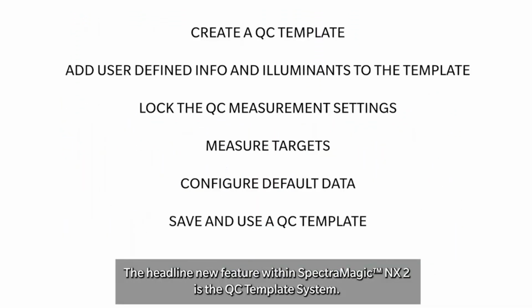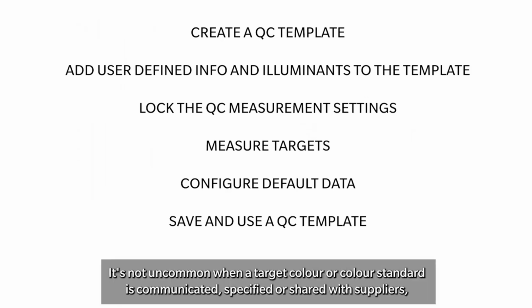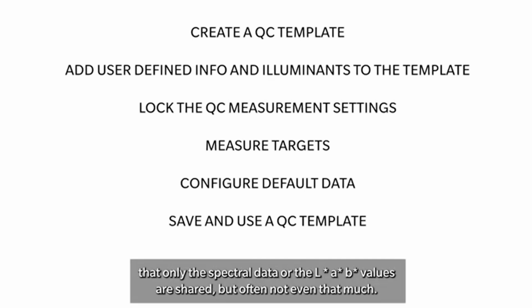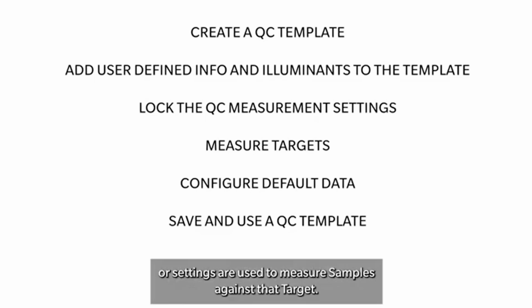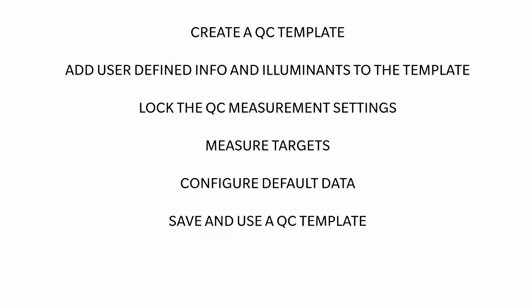The headline new feature within SpectraMagic NX2 is the QC template system. It's not uncommon when a target colour or colour standard is communicated, specified or shared with suppliers, but only the spectral data or the L*, a*, b* values are shared, but often not even that much. Many errors arise when different instruments, measurement apertures or settings are used to measure samples against that target.